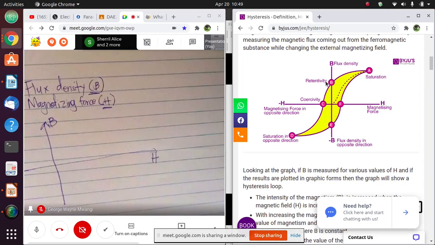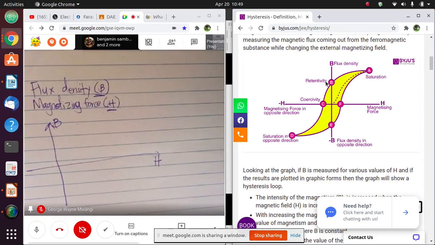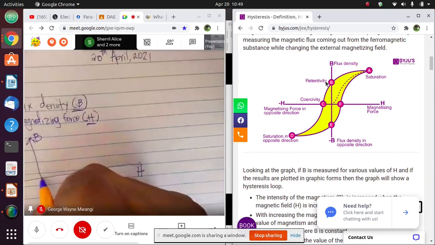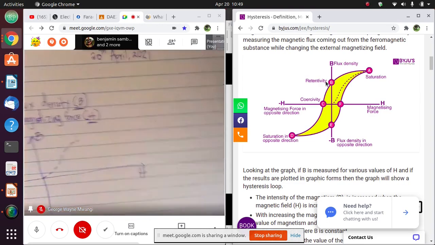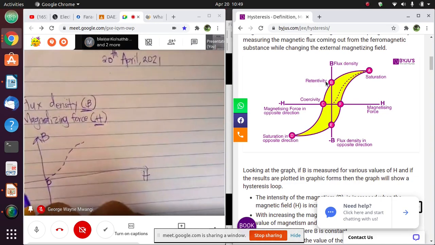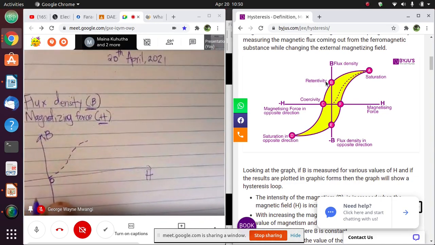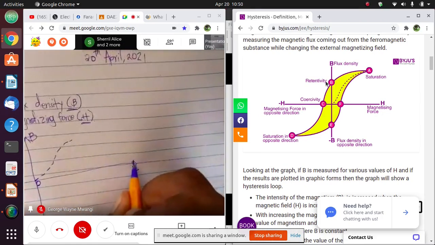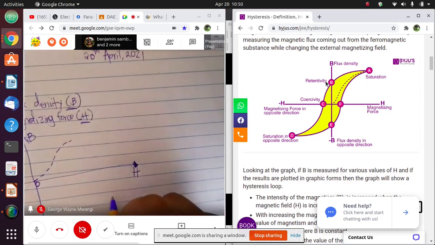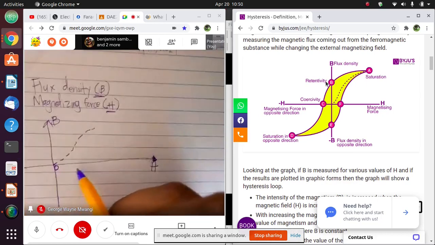Now what is a hysteresis loop? This is usually the relationship. It can be used to describe the relationship of a magnetic material when exposed to a magnetic field. Now, let's start. This is point 0. Now, when a magnetic material is exposed to a magnetic field, when we increase the magnetizing force, the magnetism in that material will increase.